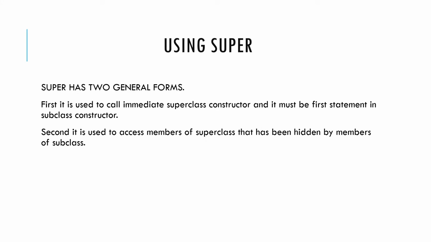In this video, I am going to explain the use of super. So super has two general forms. First, it is used to call the immediate superclass constructor, and it must be the first statement in subclass constructor. Second, it is used to access the members of superclass that has been hidden by members of subclass.